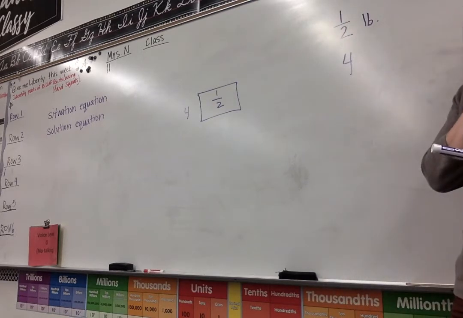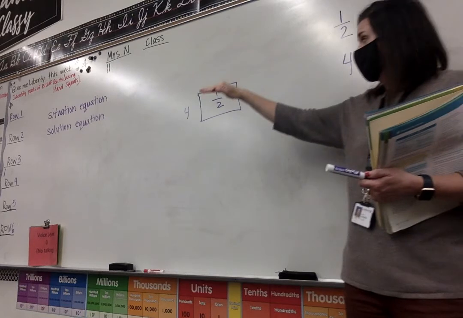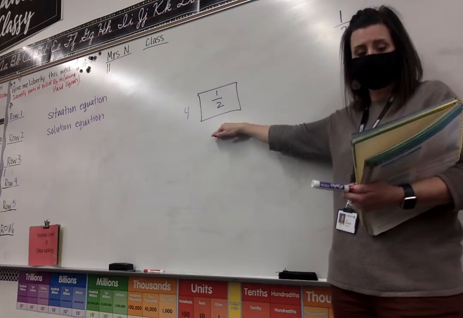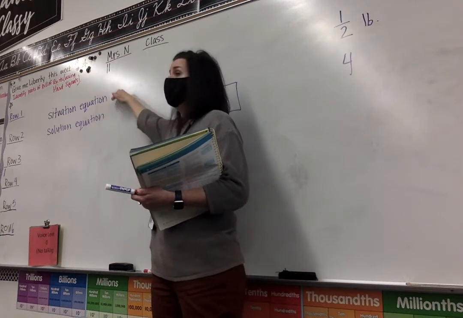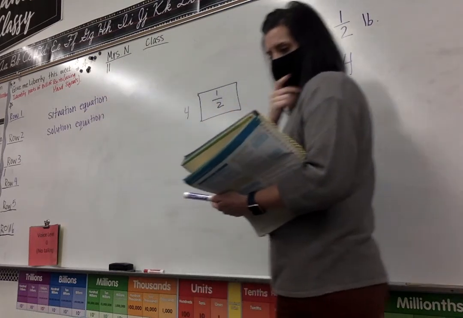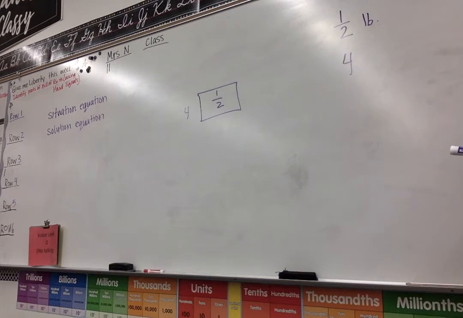Okay, so based on this model, let me read the problem one more time. I want you to give me the situation equation. A pastry chef divided a half-pound block of cream cheese into 4 identical pieces. What was the weight of each piece? Give me your situation equation.